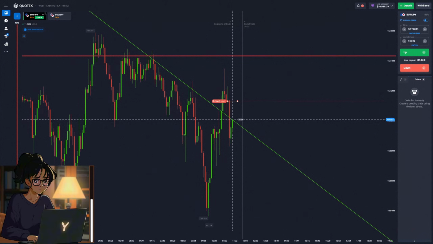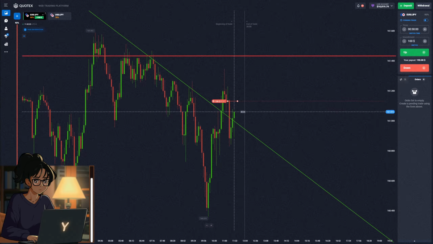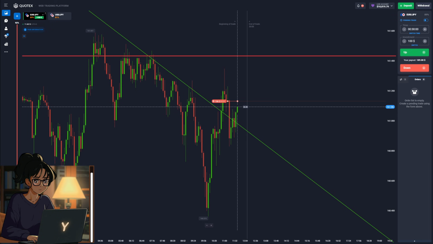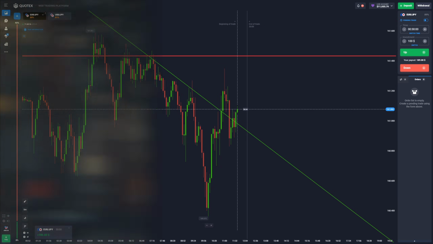Oh, those bulls are trying so hard to break through that trend line, but the bears just won't let them. As we expected, the trend line was not broken. I think we can take a little short break now. We'll continue very soon.